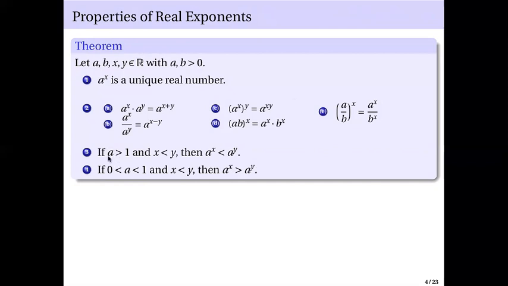Okay? So again, if a is greater than 1 and x is less than y, a to the x will also be less than a to the y. On the other hand, if a is greater than 0 but less than 1, and x is less than y, we will get a to the x greater than a to the y. Question so far?